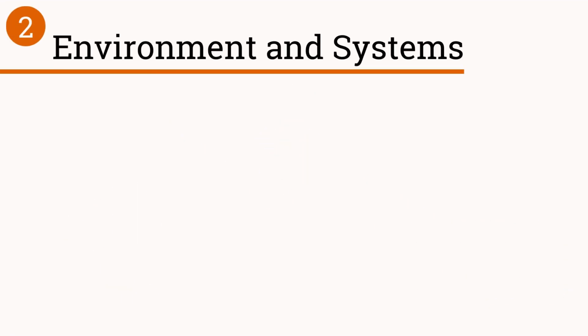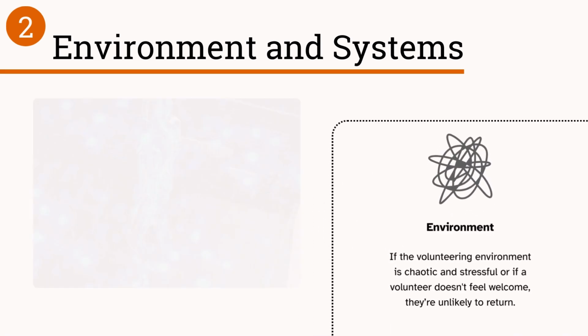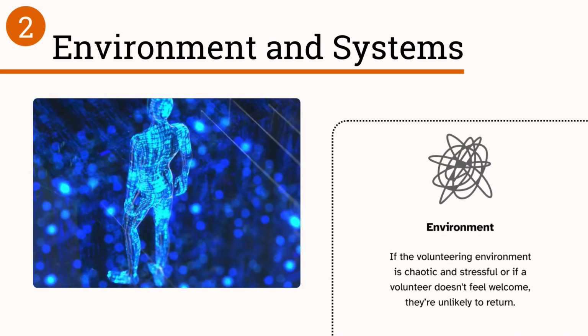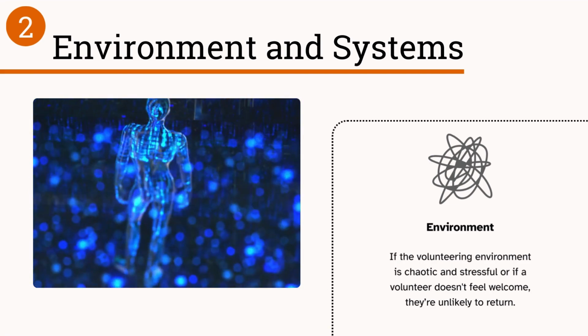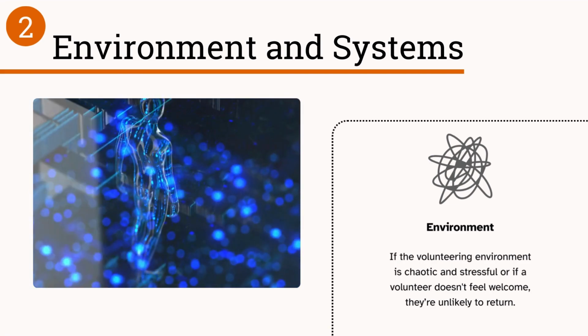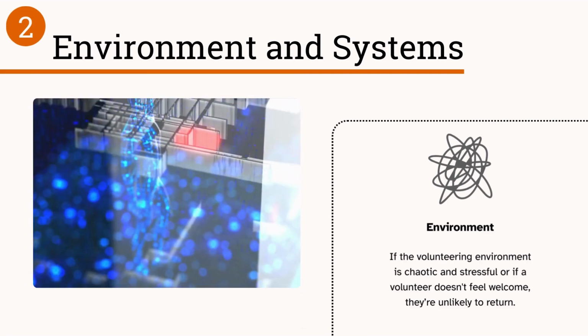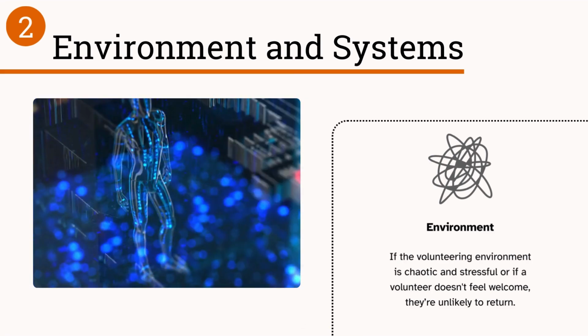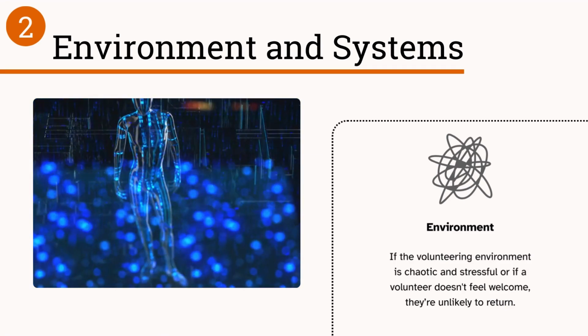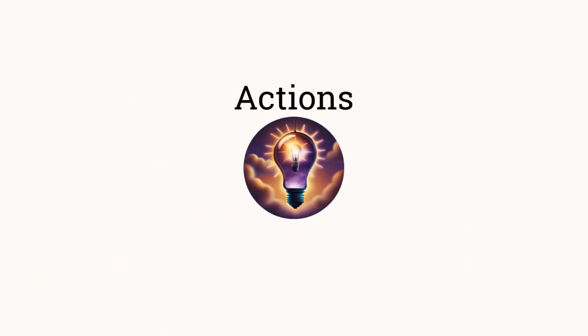Another example of an environment and systems barrier is the volunteering environment. If the environment is chaotic and stressful, or if a volunteer doesn't feel welcome, they're unlikely to return. Even an environment where the same volunteers attend on a regular basis and everyone knows each other can be intimidating for a new volunteer.